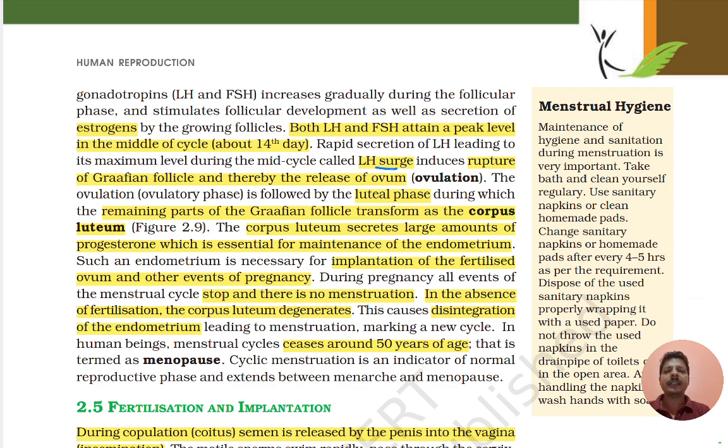Question asked: what is LH surge? That is the rapid secretion of LH leading to the maximum level during the mid-cycle. That is called LH surge, which induces the rupture of Graafian follicle and the ovulation.